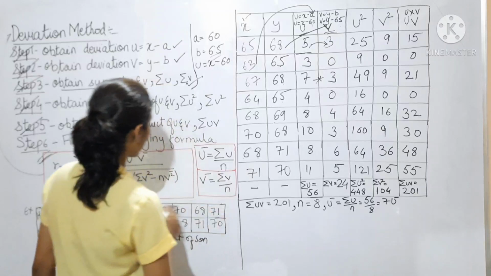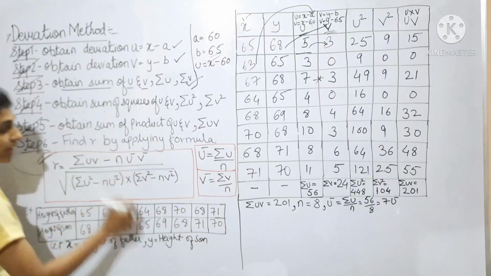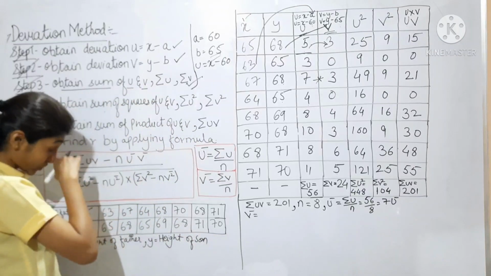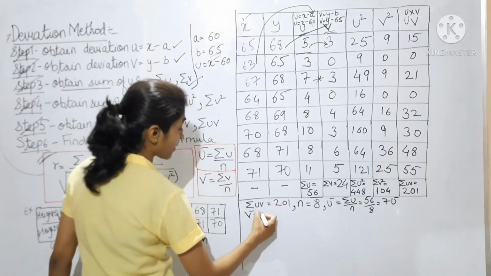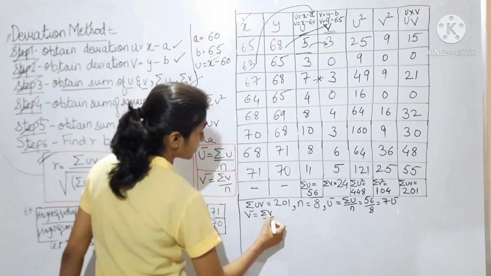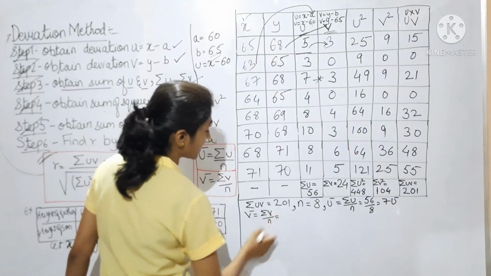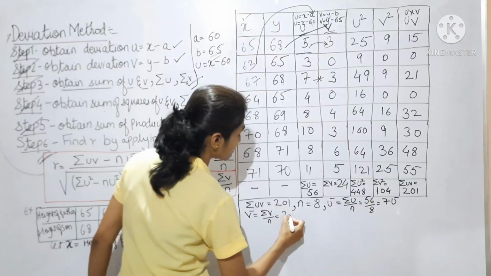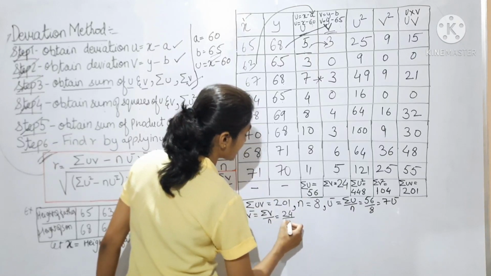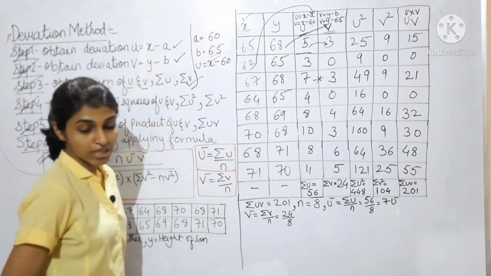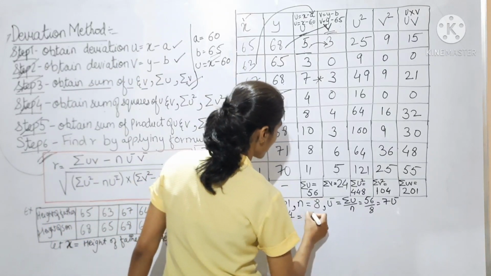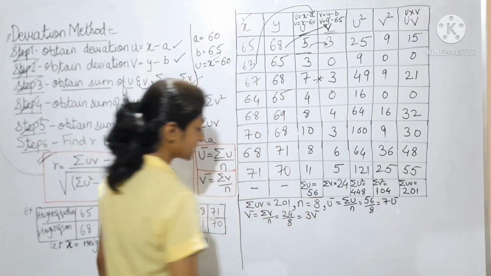Now next, what do we have to find? As per the formula, V bar. So V bar is summation of V divided by n. So for V we have got 24, and n is what? 8. So 8 ones are 8, 8 threes are 24. So V bar we have got as 3.